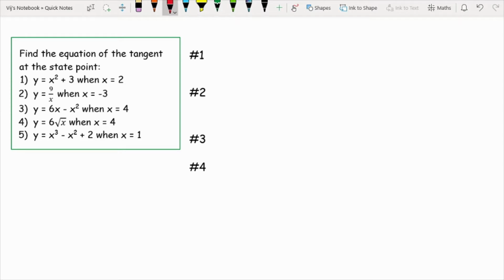I'm going to try and do each of these questions in a different colour, but obviously maintain the questions on there. So with question 1, I'm going to mark in this colour here. The first thing we want to do is find dy/dx. So if I find dy/dx, that's going to be 2x, and then it's just 0.